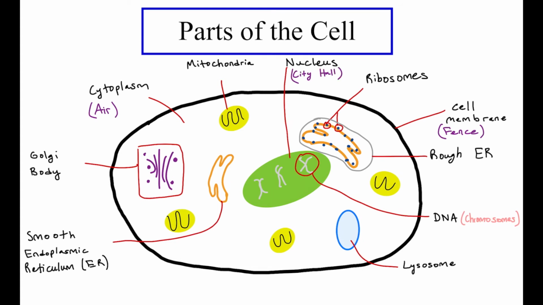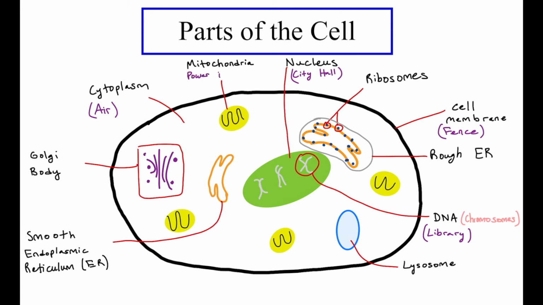So the next thing I have drawn here is the nucleus, and the nucleus is a lot like City Hall. And the reason for that is because the City Hall is what makes the rules of the city, and the nucleus tells the cell what to do. So I like to think of the nucleus as the City Hall, or kind of the brain of the cell. Then within the nucleus, we have the DNA, or the chromosomes, and the DNA is very similar to the library. It's kind of the instruction manual of the cell, and it tells the nucleus in the cell what to do.